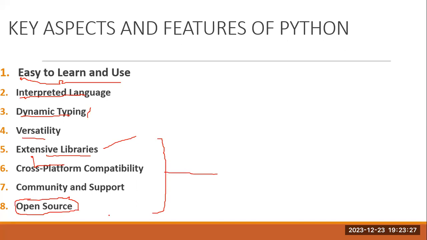Open source software are those softwares whose code is available free of cost. The seventh point is community and support. It means Python has a huge community, and communities provide support. So if you are learning Python, you have no issue. Just Google it and you will find the solution.